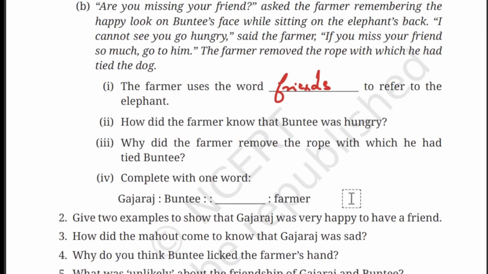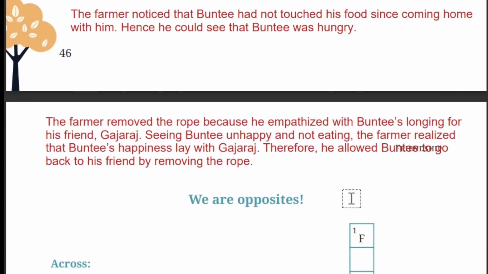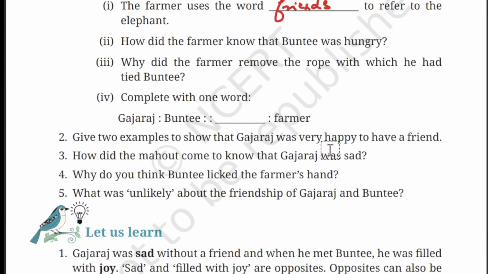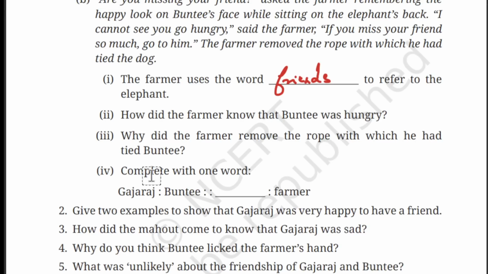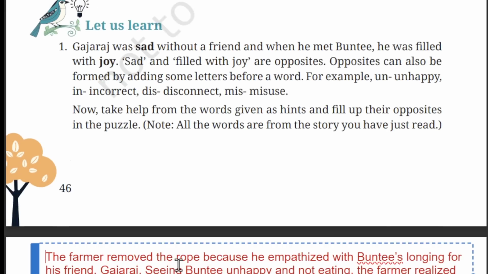Okay, so these are the answers for these questions. But if your teacher has already framed an answer for this question, you can take that also. But if you see this answer is very suitable, you can copy this one also. Okay. So next question. Complete in one word. Gajaraja and Bunty became good friends, and who else? Mahout and Farmer. So next we have to frame the answers again. I will delete these so that I have space to write the answers.